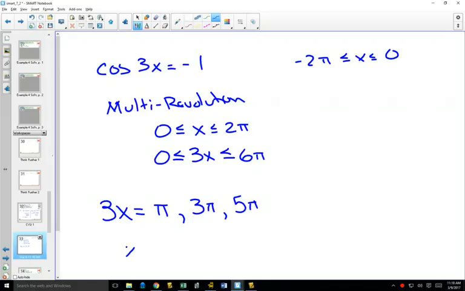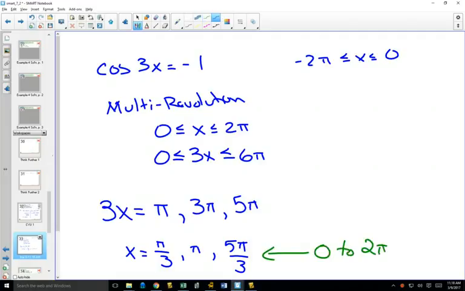Then to find out what x would be, we divide each of these by 3. So now we've solved our answers from 0 to 2 pi. These answers here are all of our answers from 0 to 2 pi. The question didn't ask for 0 to 2 pi. It asked for negative 2 pi to 0, and it asked for the general solution.